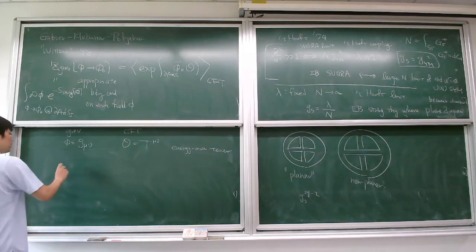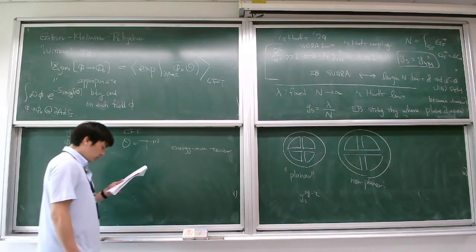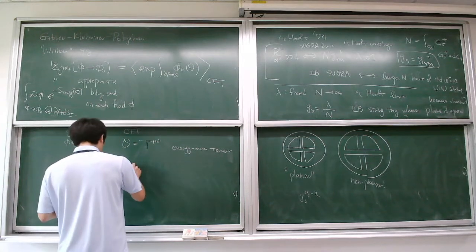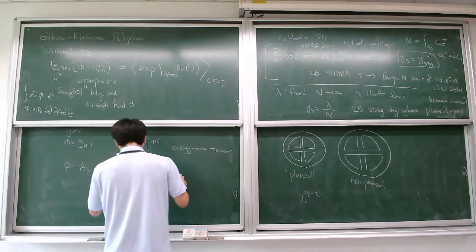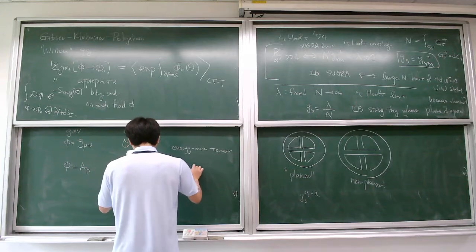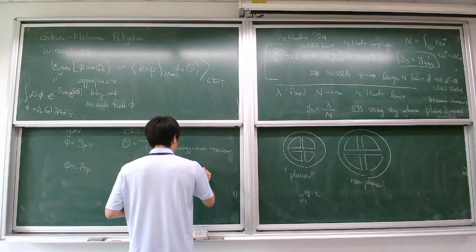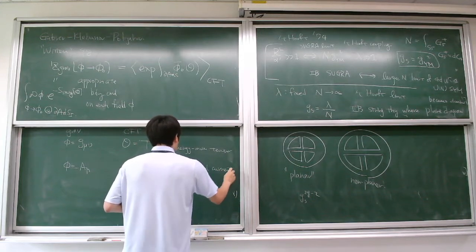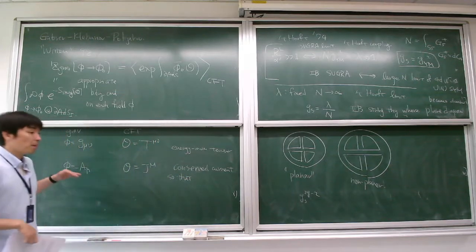So how about phi being A mu? Then the operator should be spin 1, some J mu, which is a conserved current, so that it corresponds to a gauge field in the bulk.